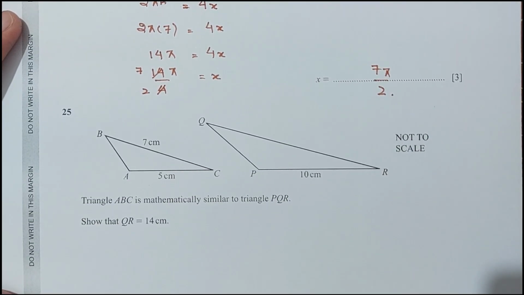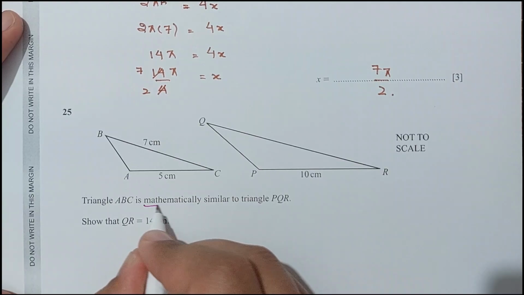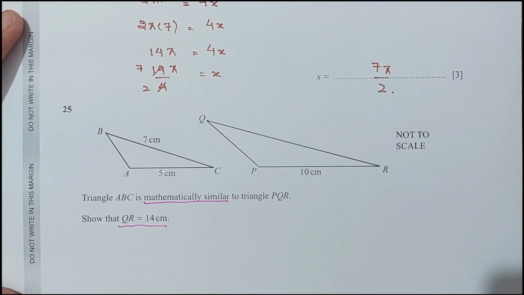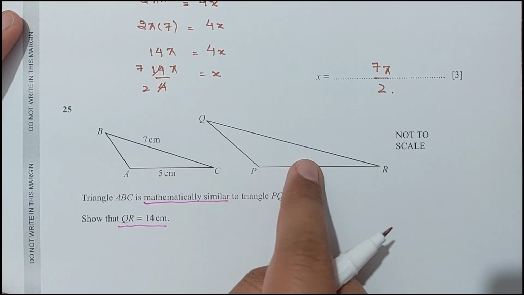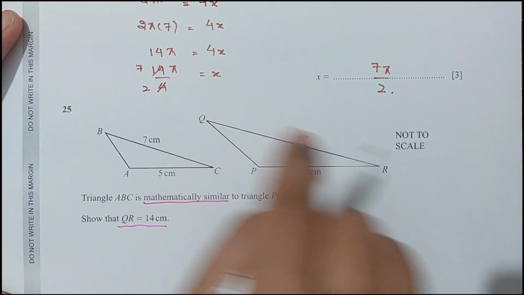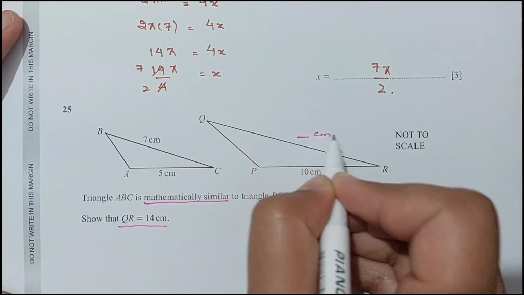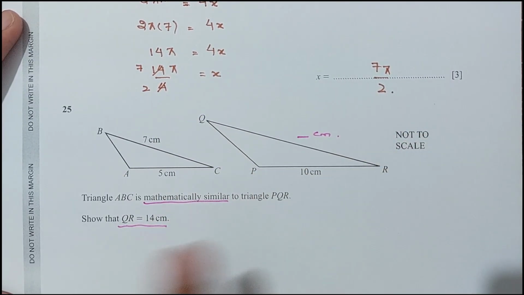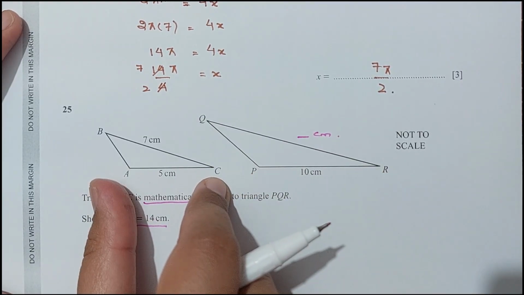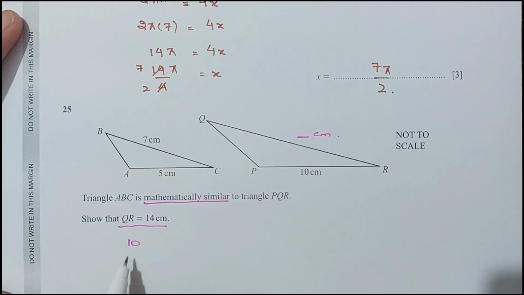Question number 25. The triangle ABC is mathematically similar to the triangle PQR. Show that QR is 14 centimeters. Since these two triangles are mathematically similar, and when two shapes are mathematically similar, the ratios of their corresponding sides are equal. We have to solve for QR, this length, Q to R, in centimeters.